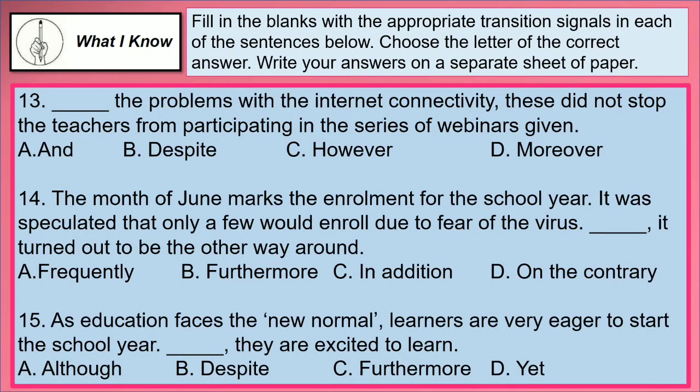Number 13. Blank, the problems with the internet connectivity. This did not stop the teachers from participating in the series of webinars given. A. And. B. Despite. C. However. D. Moreover. 14. The month of June marks the enrollment for the school year. It was speculated that only a few would enroll due to fear of the virus. Blank, it turned out to be the other way around. A. Frequently. B. Furthermore. C. In addition. D. On the contrary. Number 15. As education faces a new normal, learners are very eager to start the school year. Blank, they are excited to learn. A. Although. B. Despite. C. Furthermore. D. Yet.